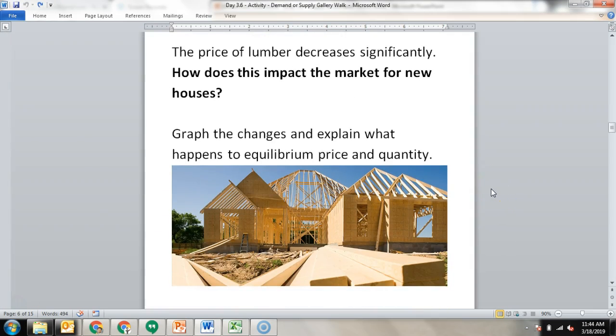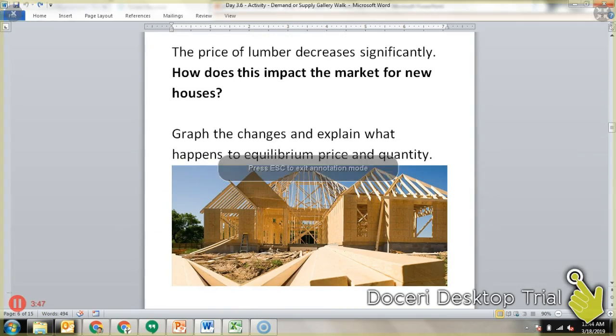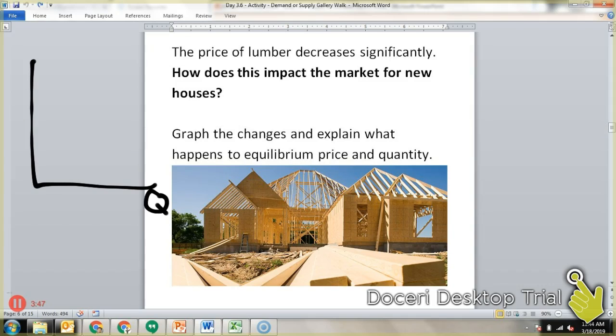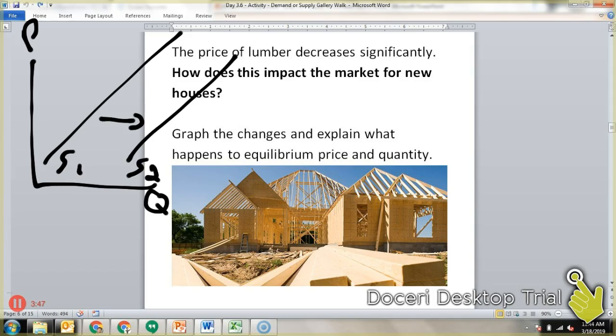Number 6, we did one like this last week in class. We have lumber and we have new homes, and the relationship between the two is that they are inputs. Lumber is an input for new homes. If the price of lumber goes down, it's going to make it cheaper to build homes, and so we'll have a supply increase as a result of a change in the price of inputs.